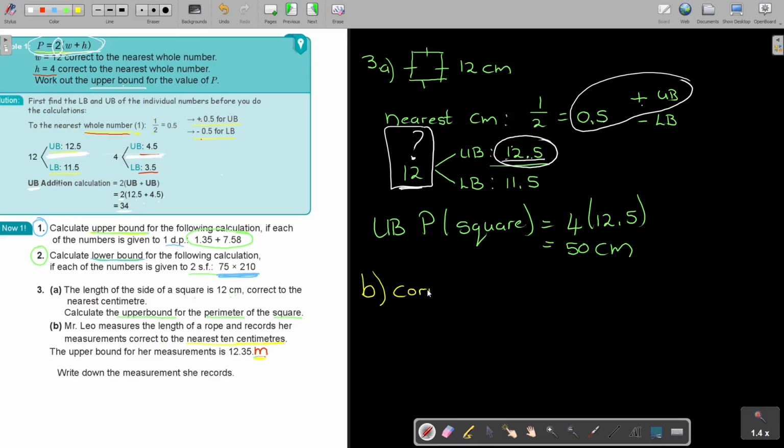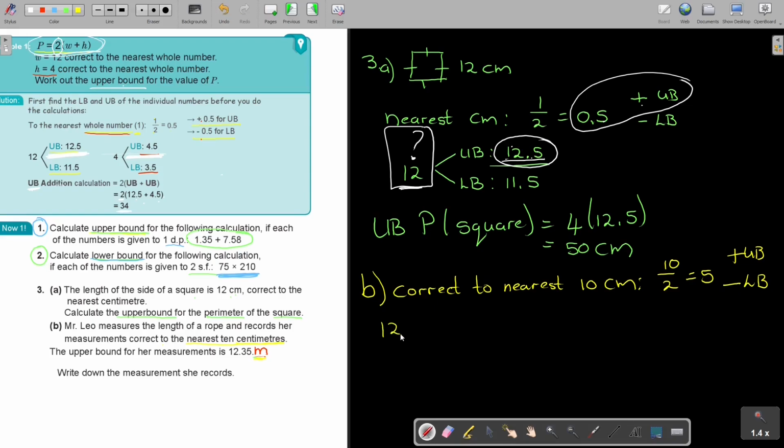So let's just say correct to the nearest 10 centimeter. Okay, so it's going to be that 10 divide 2, and that is going to be 5. So I add for the upper and I subtract for the lower. So that will be the upper, and that will be for the lower. Okay, but the upper bound for the measurement is 12.35.